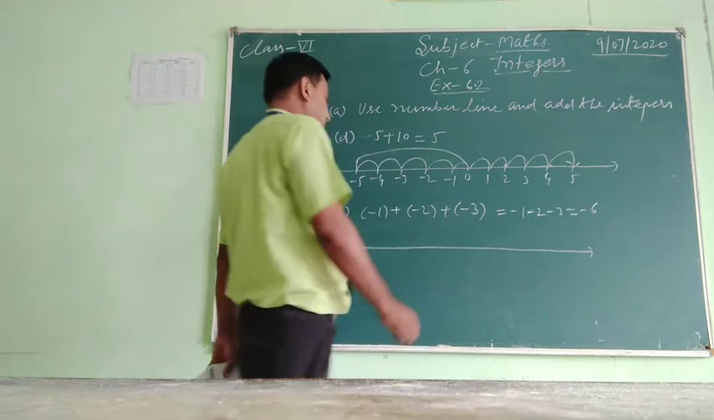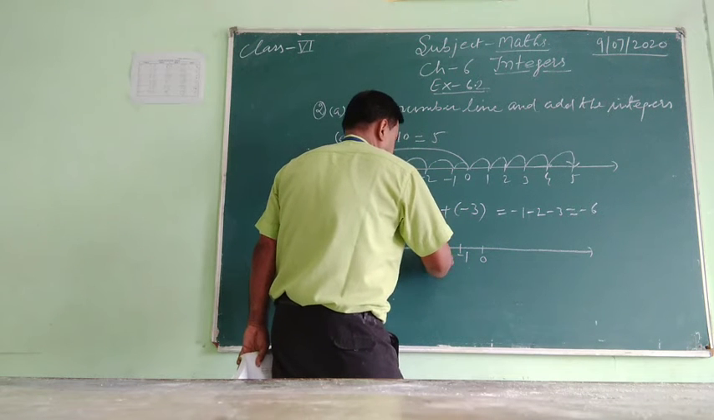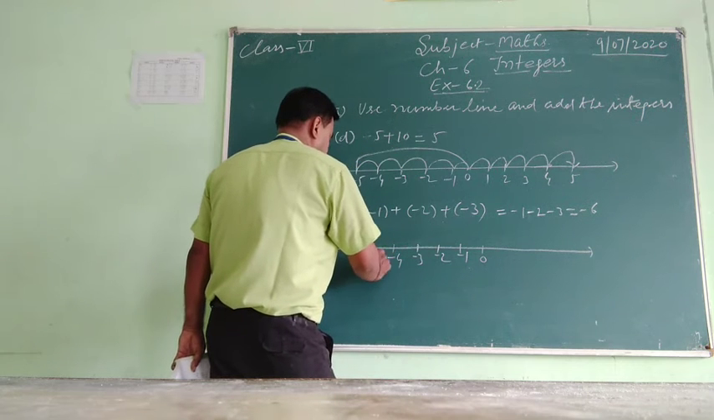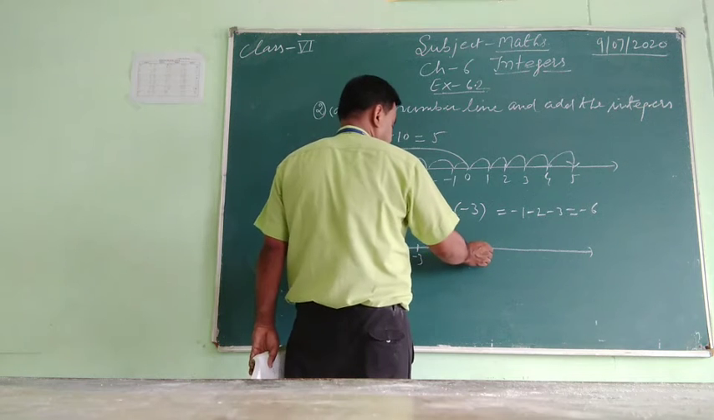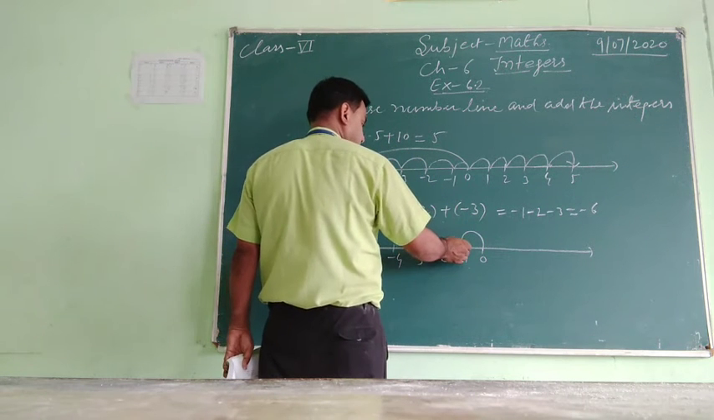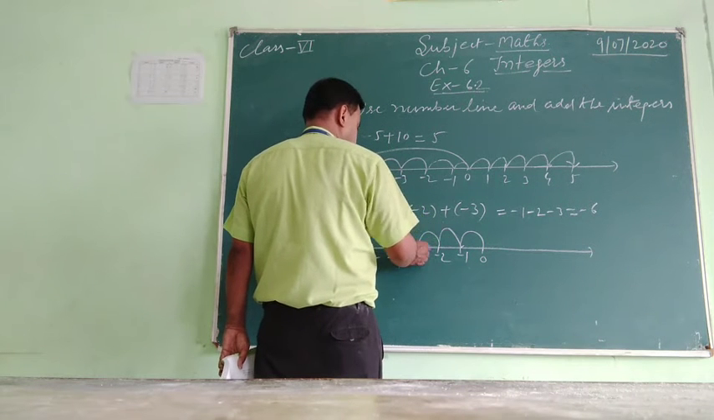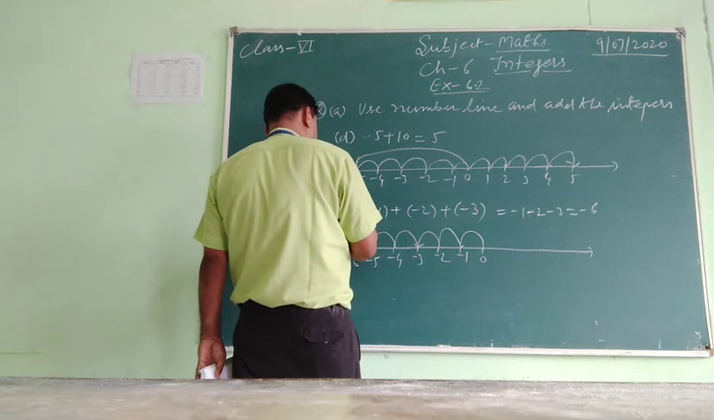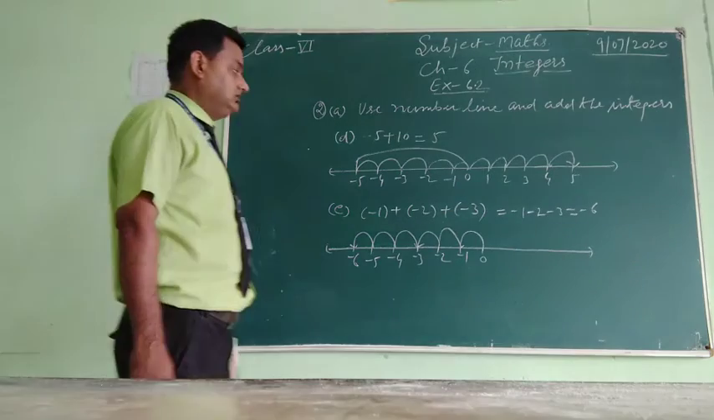and represent these numbers on the number line: 0, -1, -2, -3, -4, -5, -6. Now represent -1, then -2, and -3. So this is the representation on the number line.